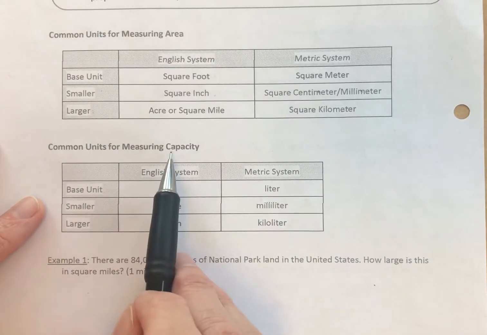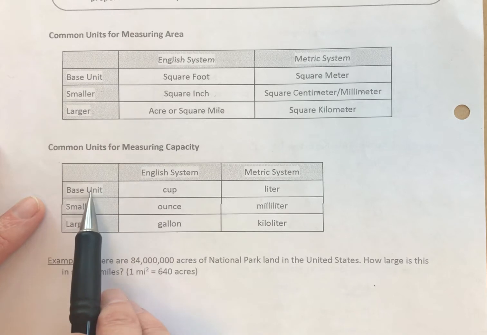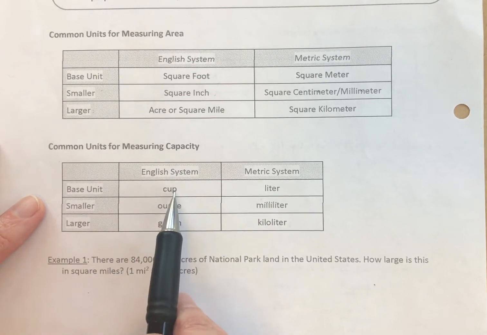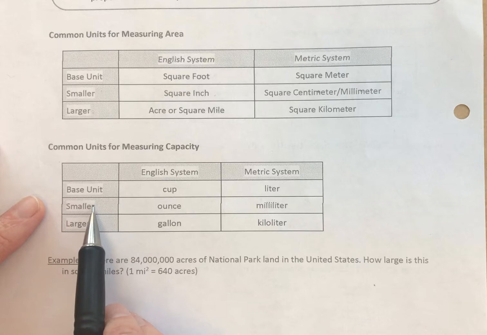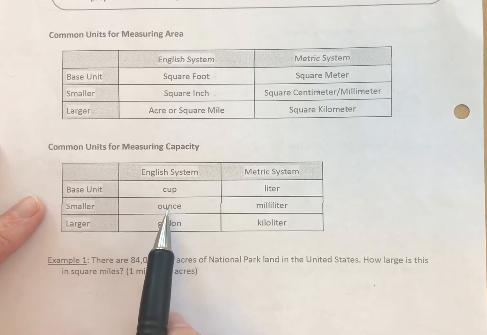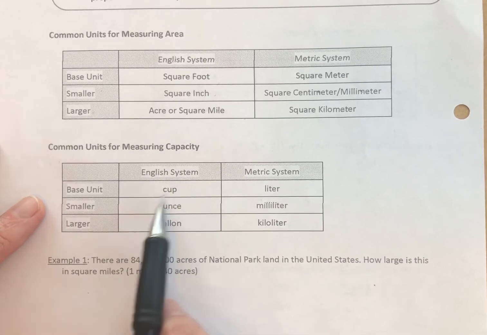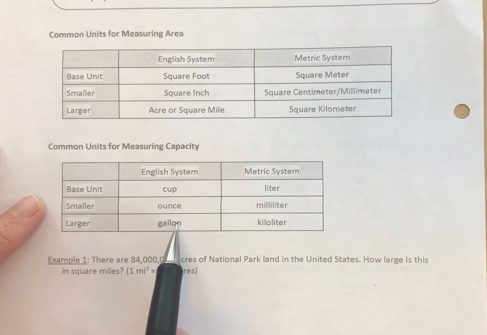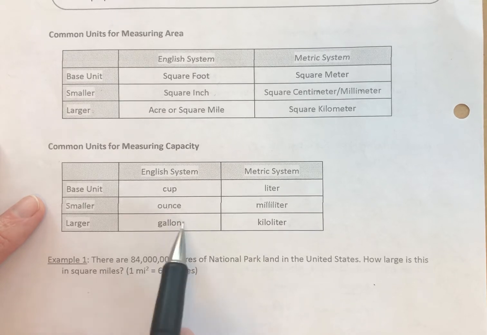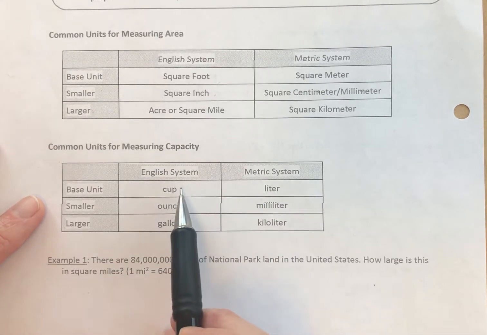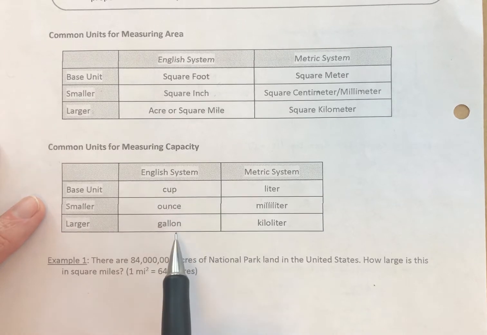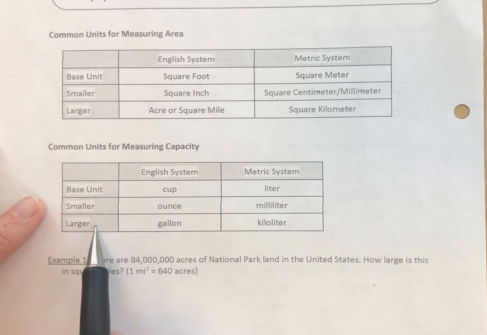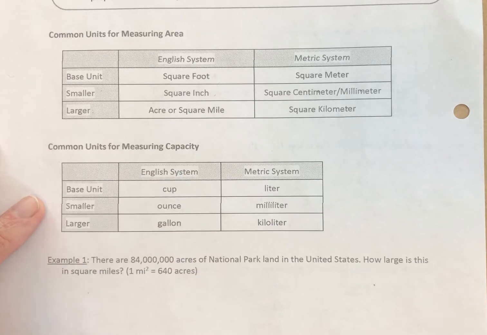When we get into measuring capacity, the base unit for the English system is the cup. When you want to go smaller, you go to ounces. There are 8 ounces in a cup. And when you want to go larger, we generally go to gallons. That's generally our largest unit. The amount a pool holds, 54,000 gallons, for example, but that tends to be our largest. Now, of course, we have pints and quarts, but these tend to be the main basic units and the smallest and the largest that we use in the English system.